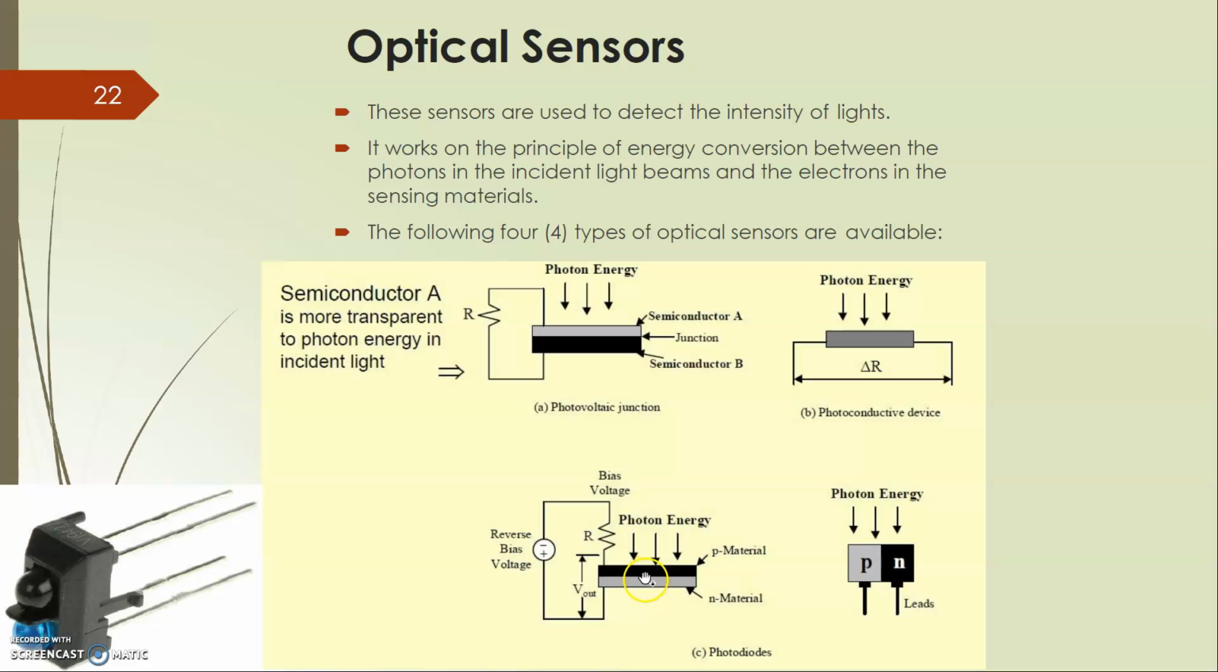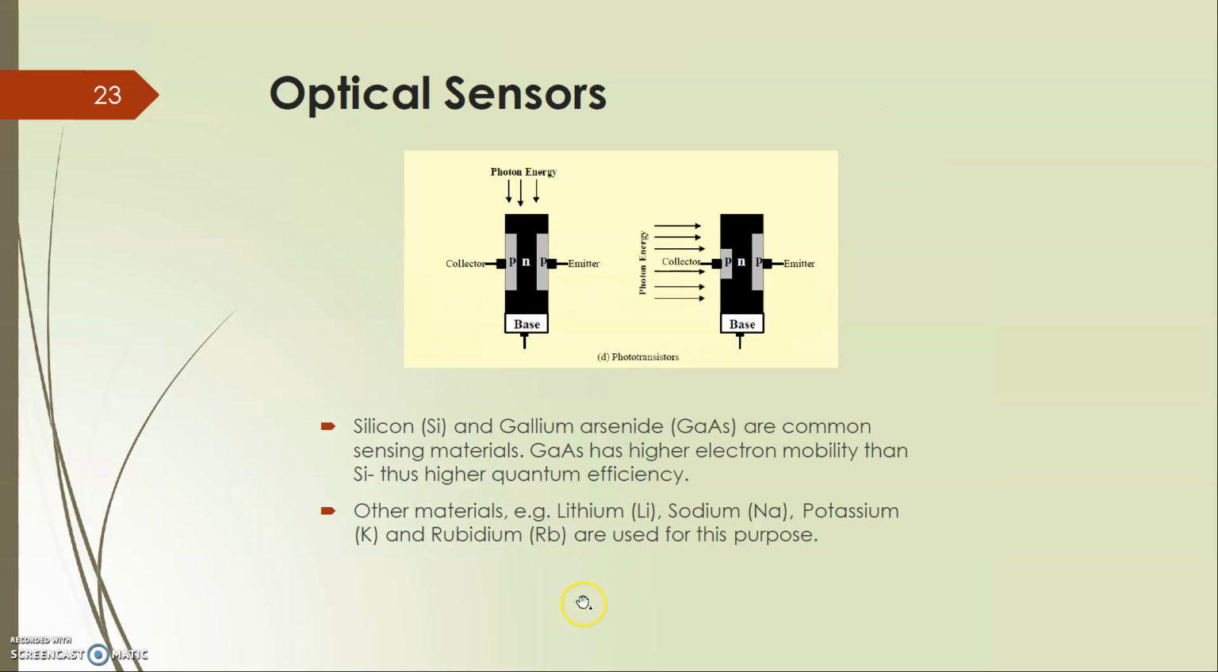When photon energy or light intensity falls on the surface of the p-type material, it results in an increase in current. It increases the reverse bias current, and this reverse current is measured across the resistance, and we are able to detect the amount of light intensity falling on the surface of the photodiode. So this is what we have learned about photodiodes.